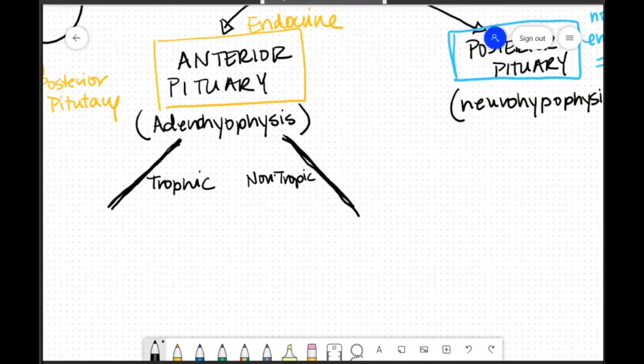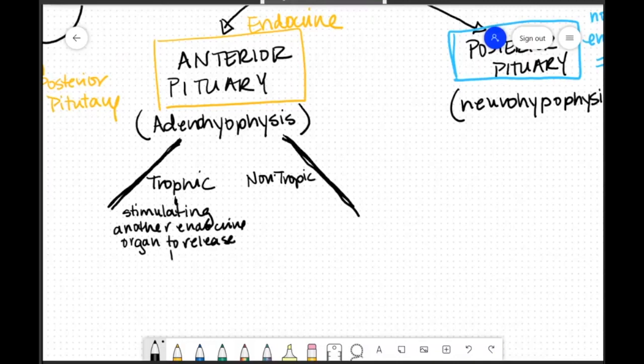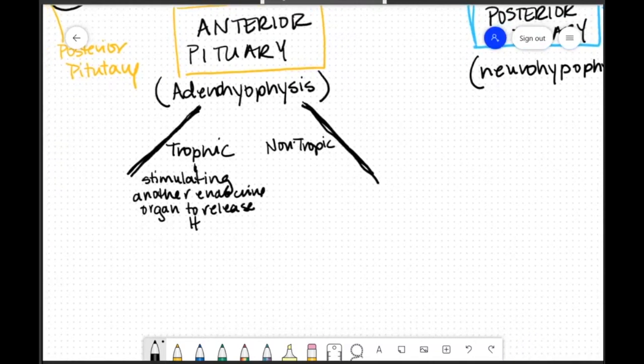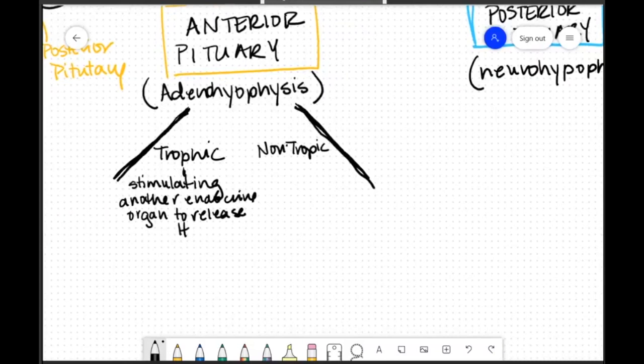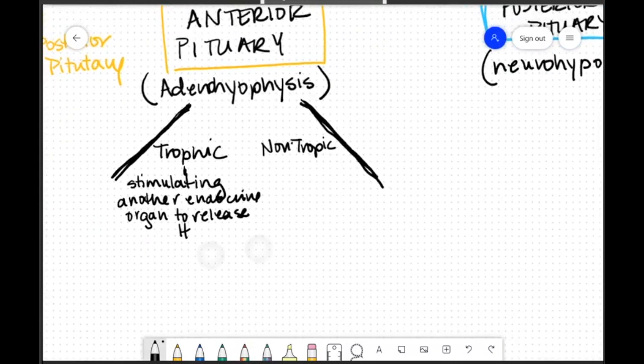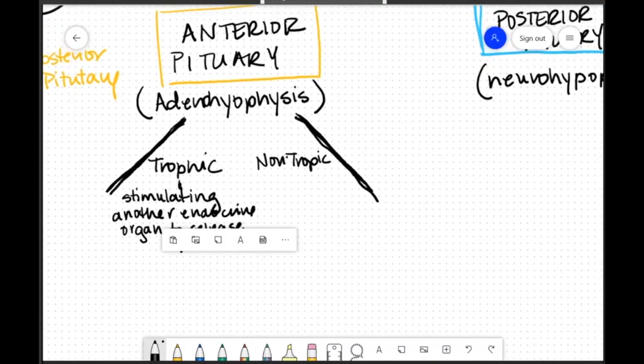So what does that mean? A trophic property is where these hormones are responsible for stimulating another endocrine organ to release a hormone. So a trophic hormone is released by the anterior pituitary, travels in the blood, and acts on another endocrine gland. So it's a two-step process. You release a hormone to go to another gland to tell it to release a hormone.